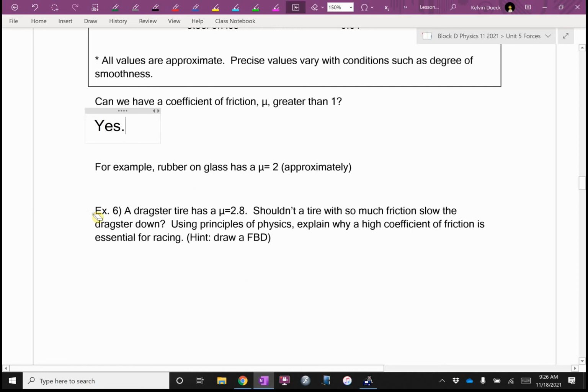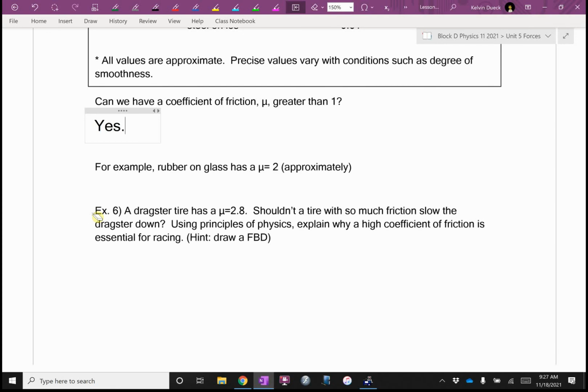A dragster tire has a mu of 2.8. Dragster tires are very sticky. Shouldn't a tire with so much friction slow the dragster down? Shouldn't the tires be sticking to the road and slowing it down? Using principles of physics, explain why a high coefficient of friction is essential for dragsters. What does it say is the hint?